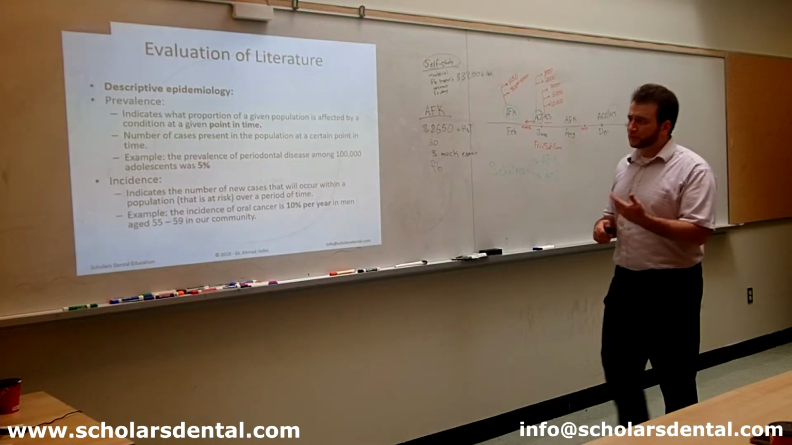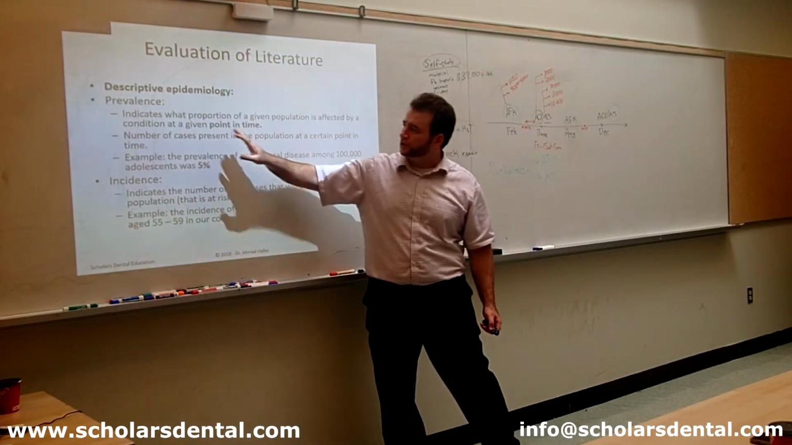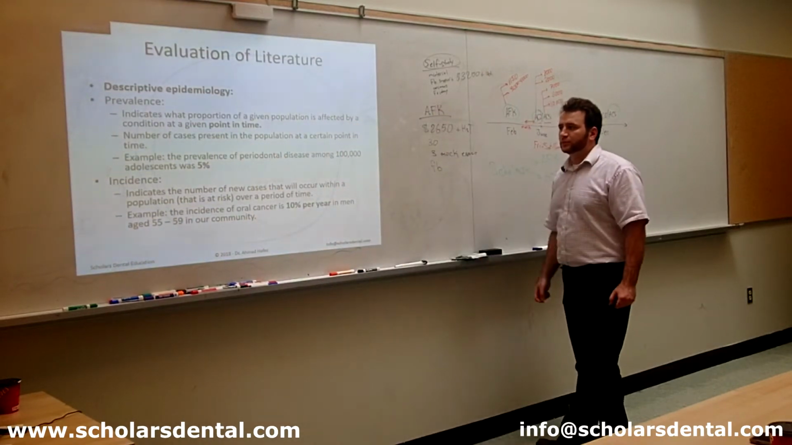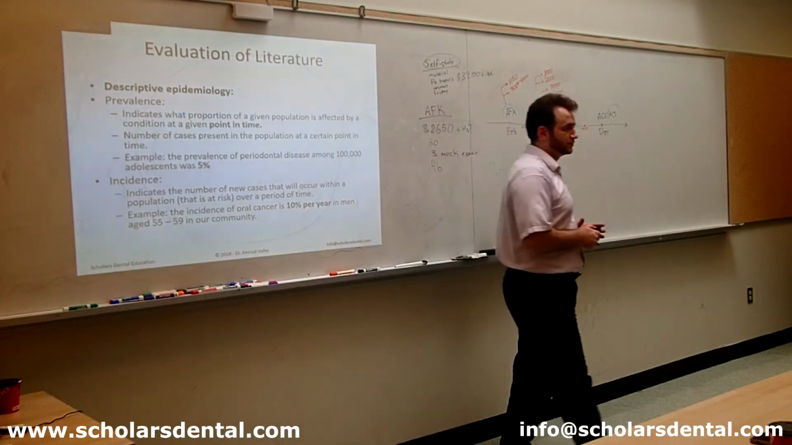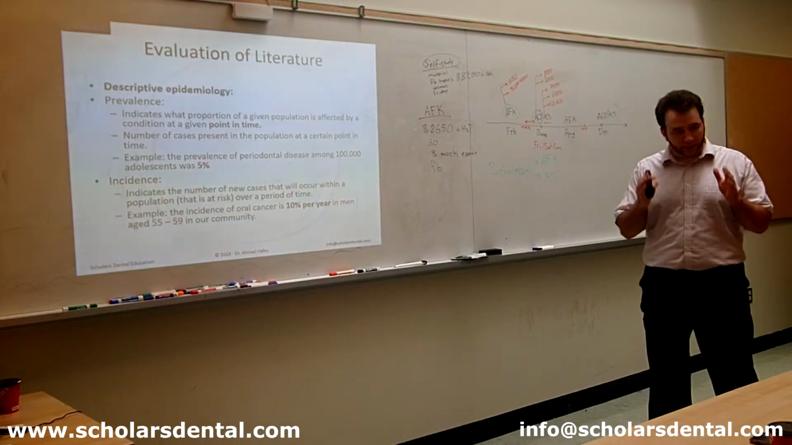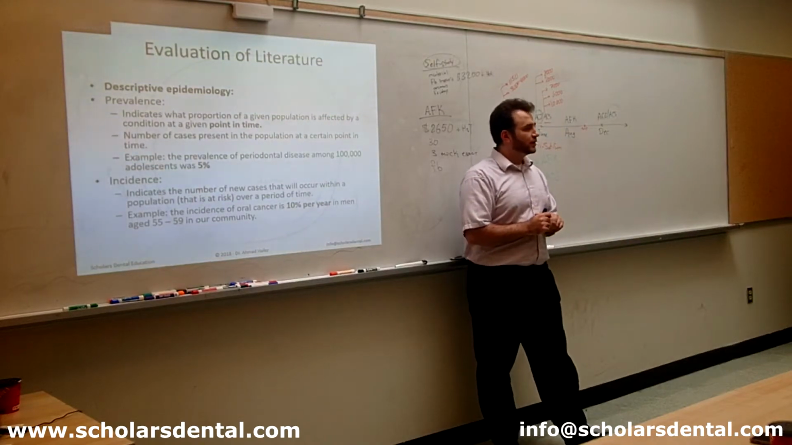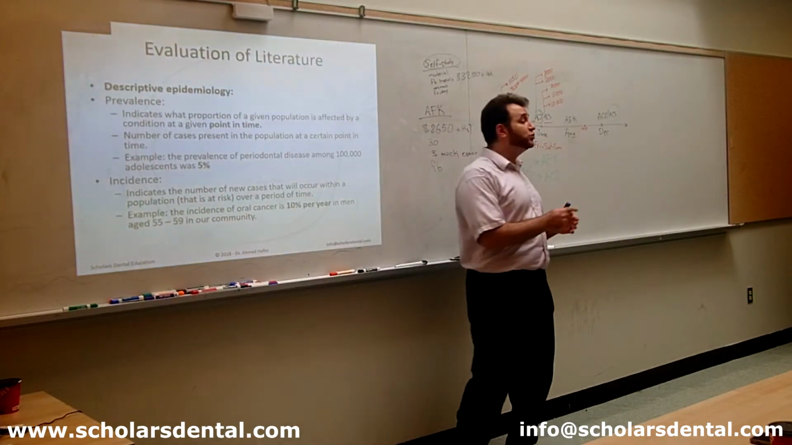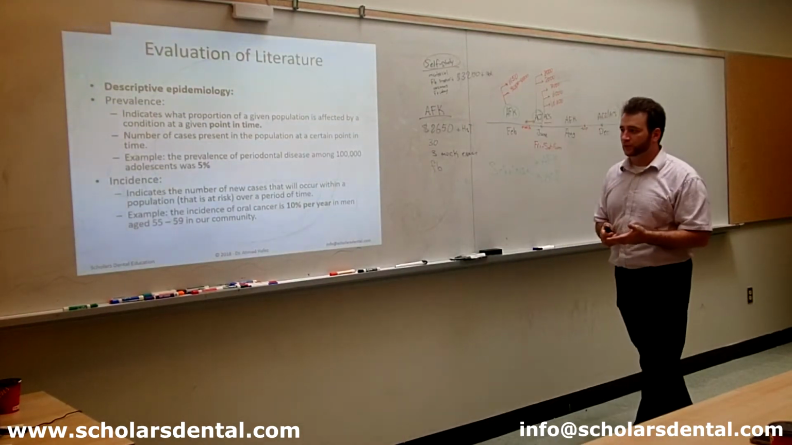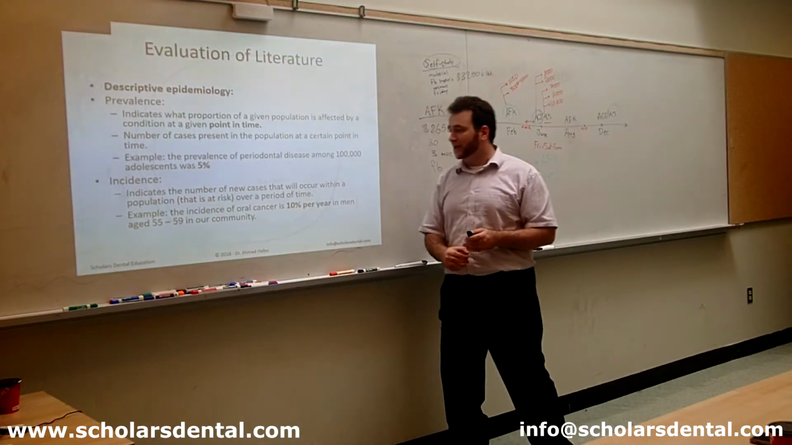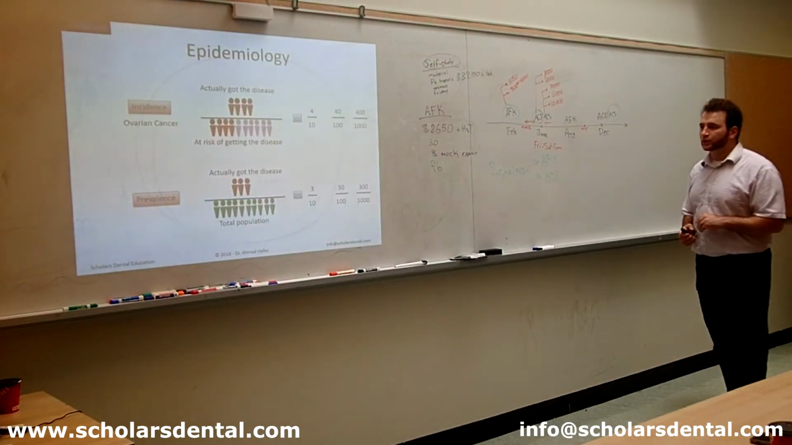So prevalence indicates what proportion of a given population is affected by a condition at a given point in time. So for example, the prevalence of periodontal disease among 100,000 adolescents was 5%. So it's saying how many people have the disease right now in the population. Incidence says how many new cases we are getting in a period of time. So for example, incidence of oral cancer, you could say 10 cases per month, 10% a year of this type of people. Okay, let's look at it from a different point of view.